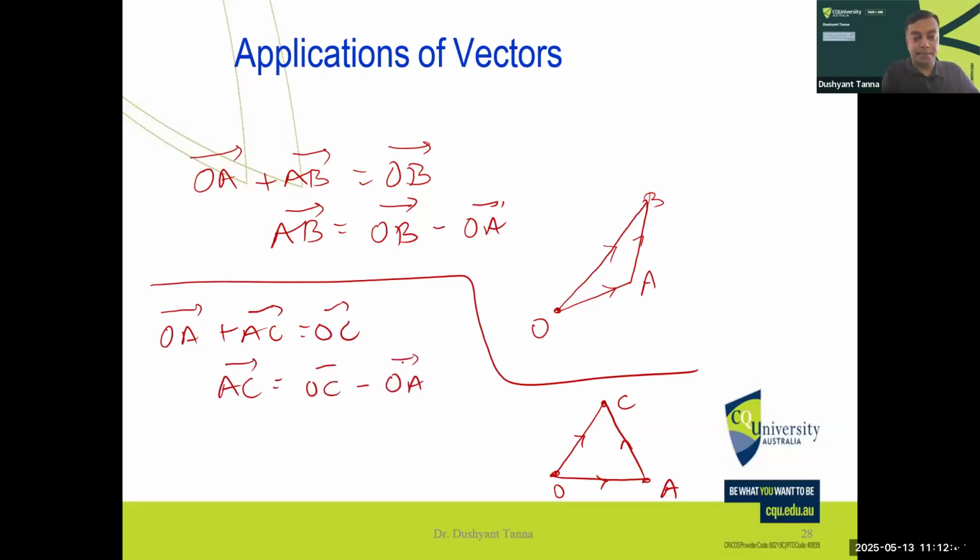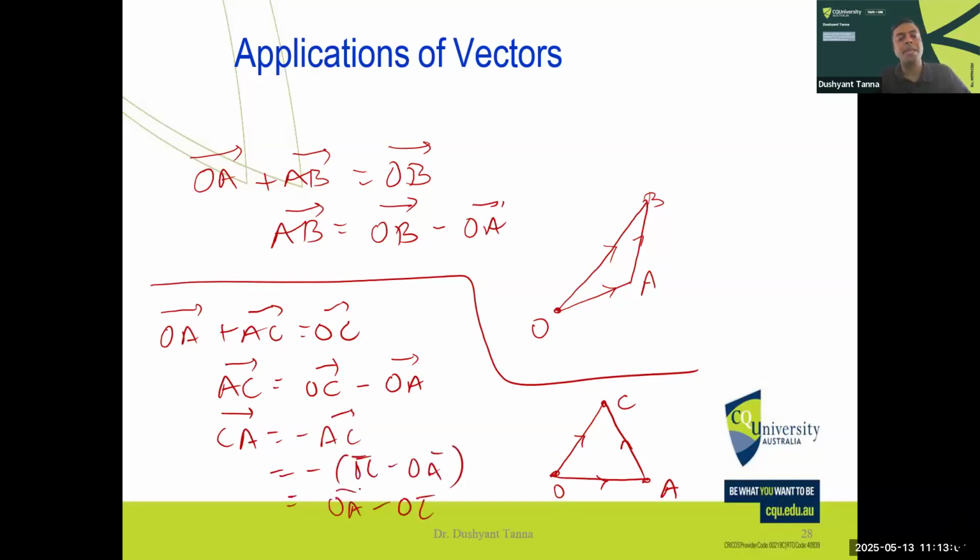But if I want CA, remember AC and CA are opposite direction. Then I have to have a minus sign. CA is minus AC. So minus of OC minus OA, and therefore it is OA minus OC. But I would encourage you to keep it simple.